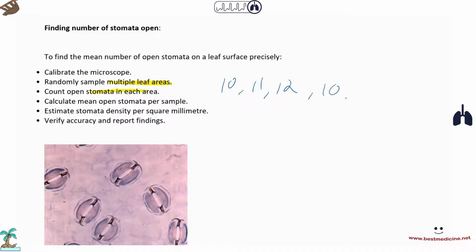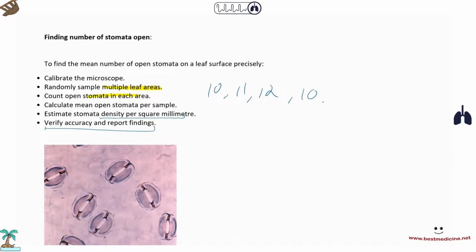So calculate a mean open stomata per sample, estimate stomata density per square millimeter if you have the area, and then verify accuracy in report findings. Okay? It's very, very simple.